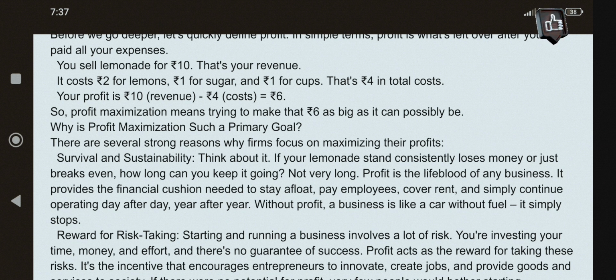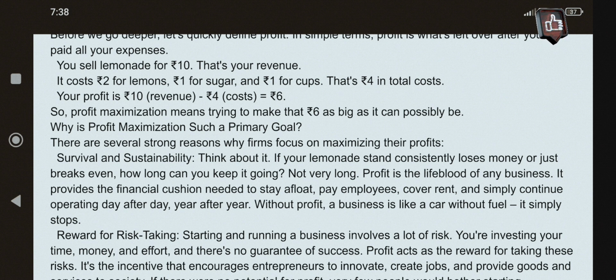Why is profit maximization such a primary goal? There are several strong reasons why firms focus on maximizing their profits. Survival and sustainability. Think about it. If your lemonade stand consistently loses money or just breaks even, how long can you keep it going? Not very long. Profit is the lifeblood of any business. It provides the financial cushion needed to stay afloat, pay employees, cover rent, and simply continue operating day after day, year after year. Without profit, a business is like a car without fuel, it simply stops.